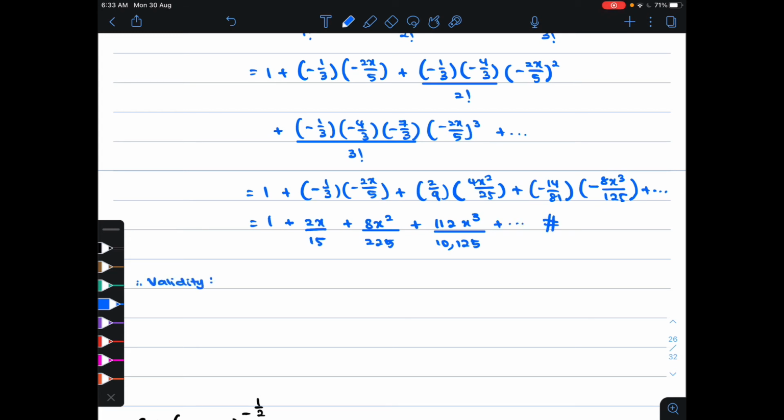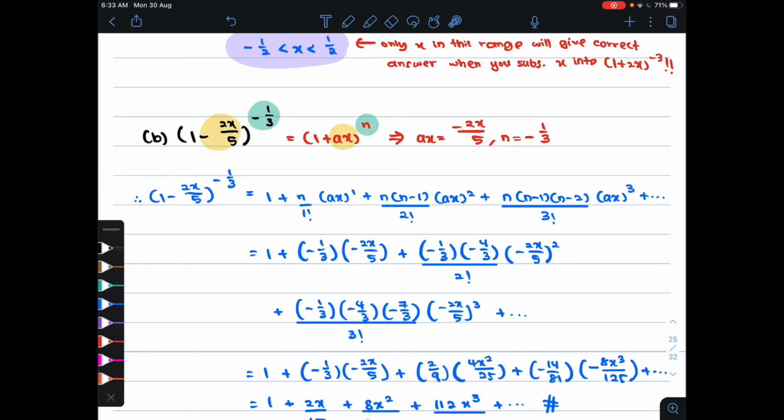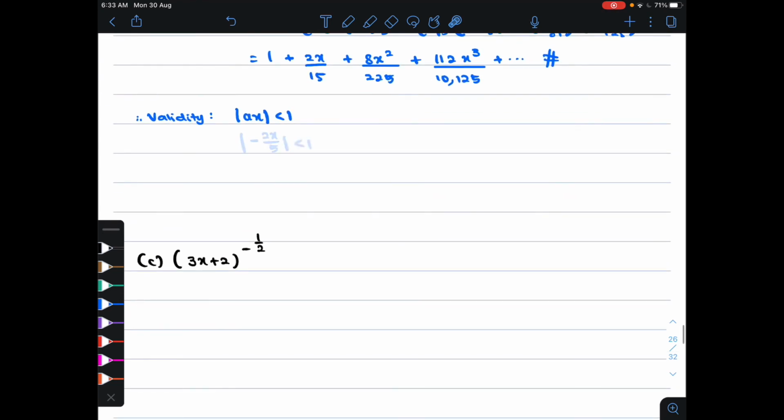But don't forget to write your validity, which is the modulus of ax is always less than 1. So in this case, ax is negative 2x over 5. So here inside the modulus you have a negative, right? Recall back, if you have modulus 6, that is equal to 6. If you have modulus negative 6, that will also give you 6.